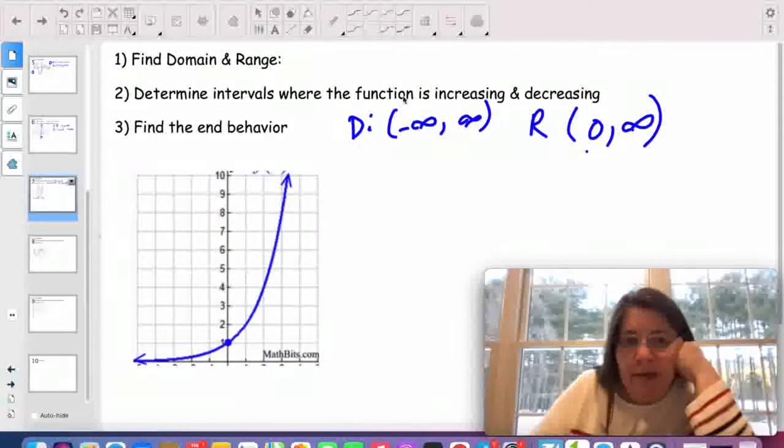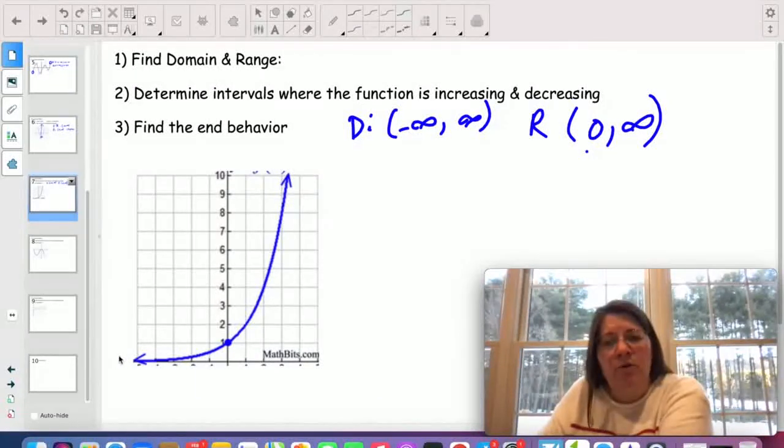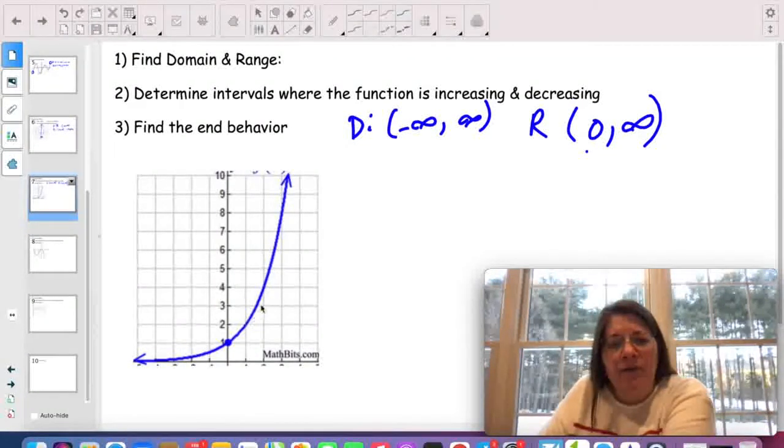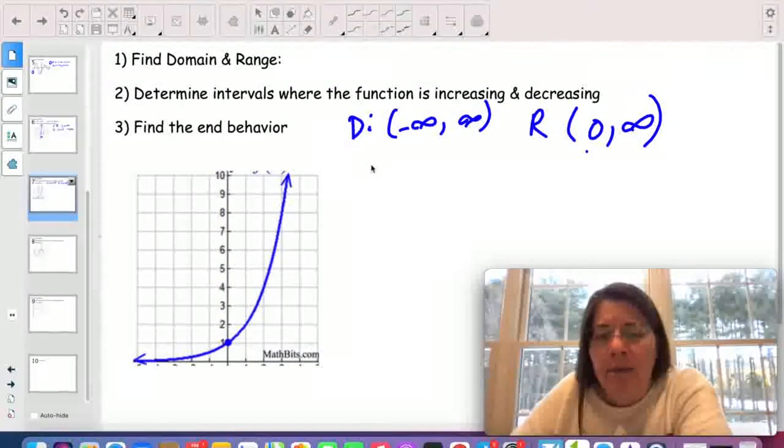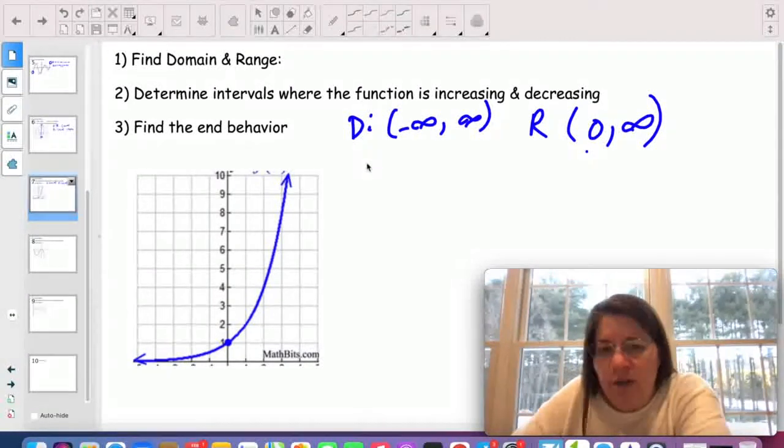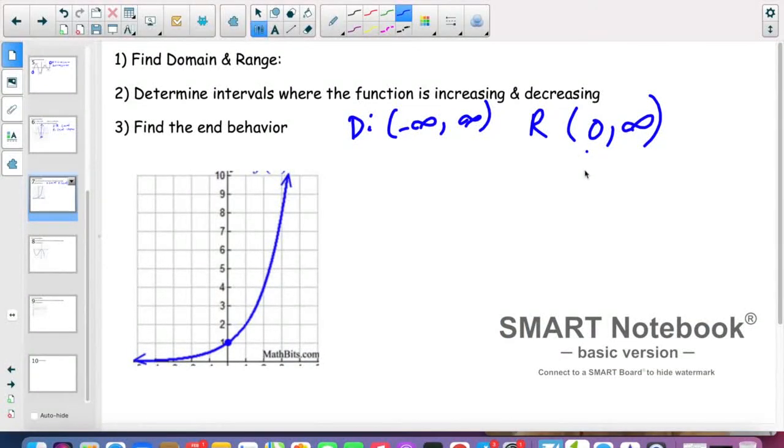If we're determining the intervals where the function is increasing and decreasing, well, if you look at this, as we move from the left to the right, this function is increasing across its entire domain. So it's never going to be decreasing because it never changes direction. As we move from left to right, this function is getting larger. So this function is increasing on its entire domain.